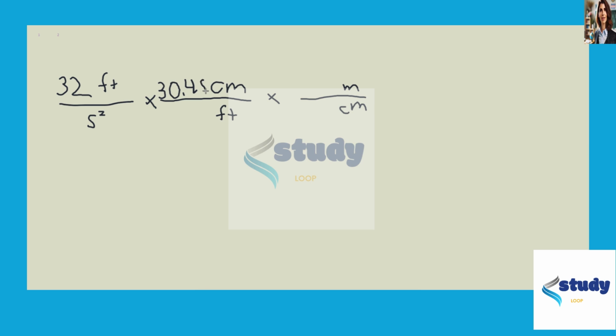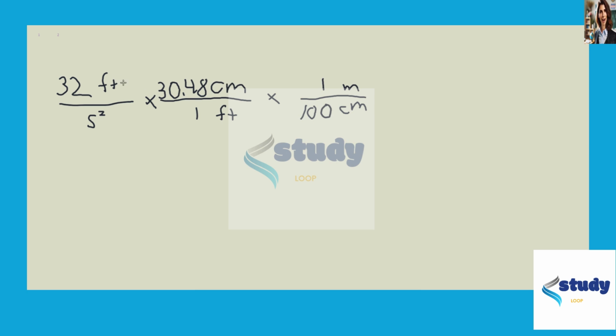And just know that every time I'm doing this, and I just put a unit in the numerator or denominator, I just mean there's a 1 there, right? This is per 1 foot, right? Because really this is 32 feet per 1 second squared. Okay, and then there's 1 meter per 100 centimeters, right?